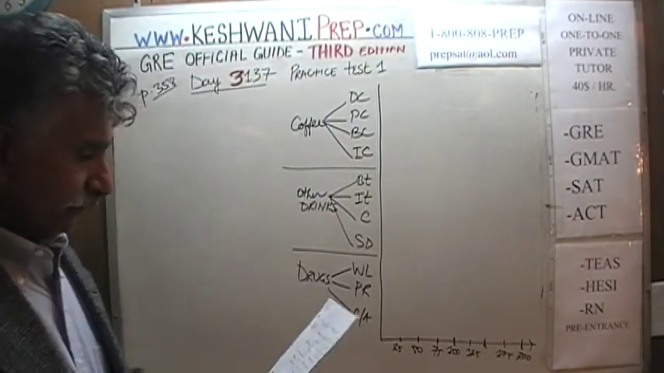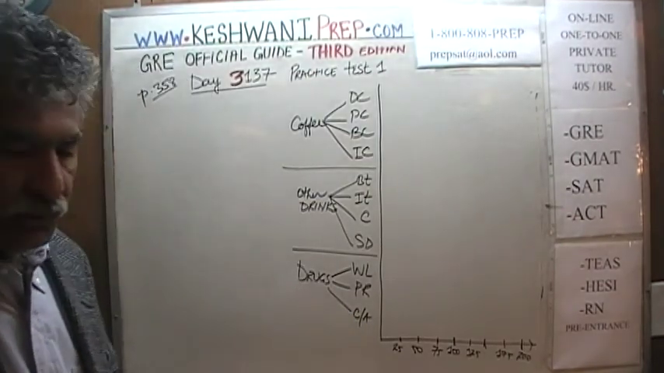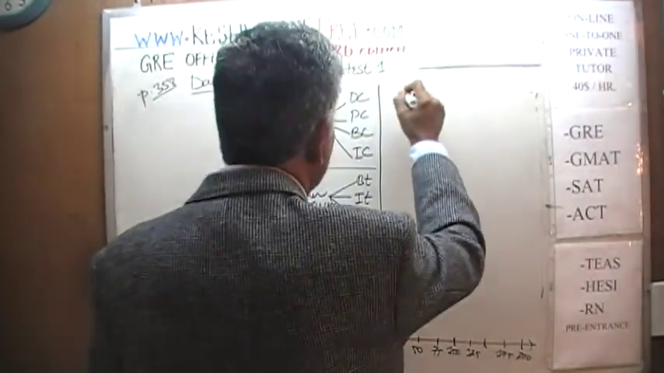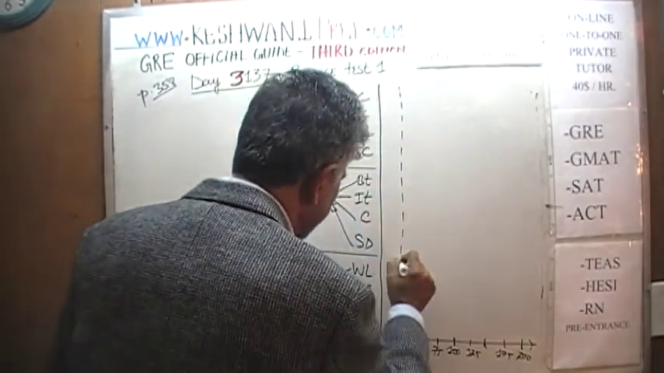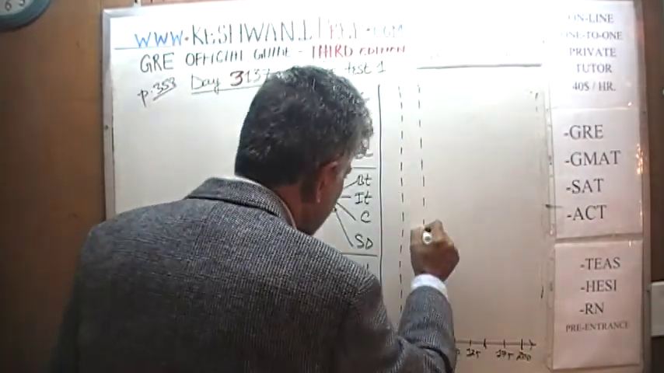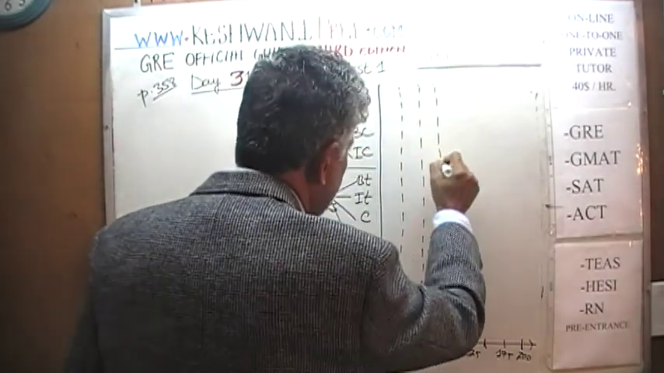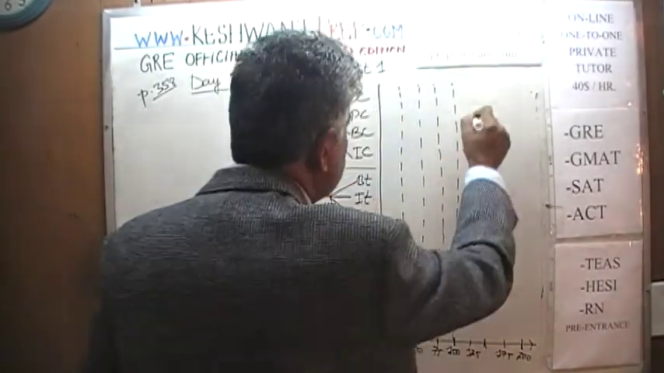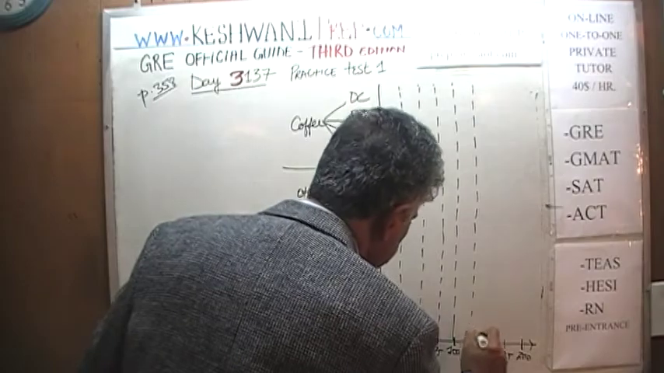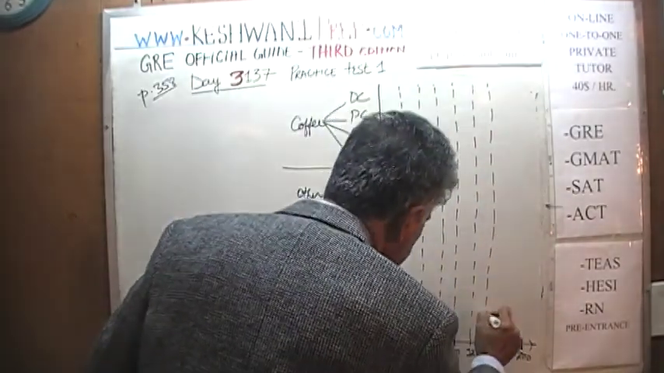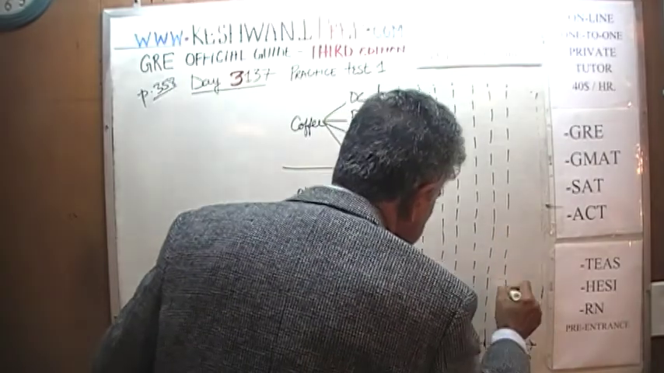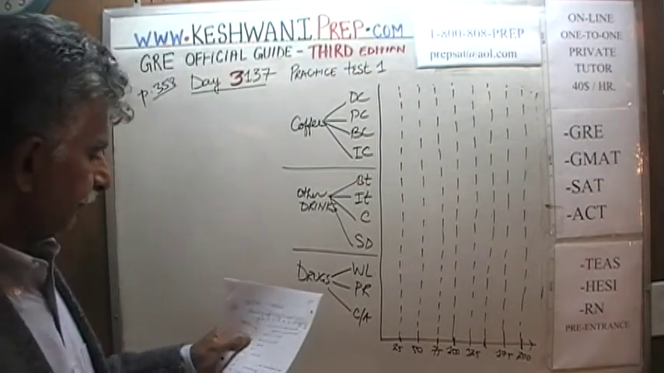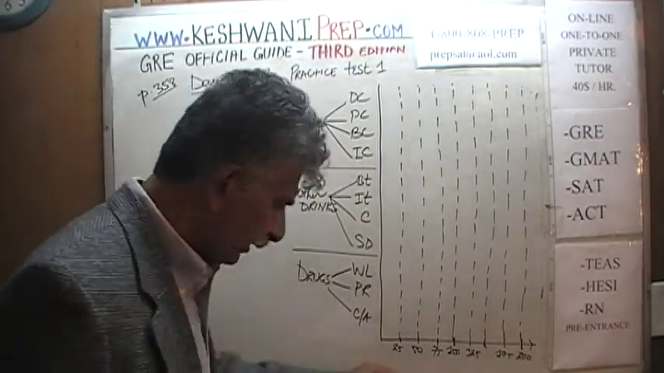Let's get going, shall we? If you have the book in front of you, you will follow what I'm doing here. So the first, we have decaffeinated coffee. Well, let's put the markers here first. One, two, three, four, five, six, seven, and eight. Okay, let's get going, shall we? First, let's put it in a different color now.